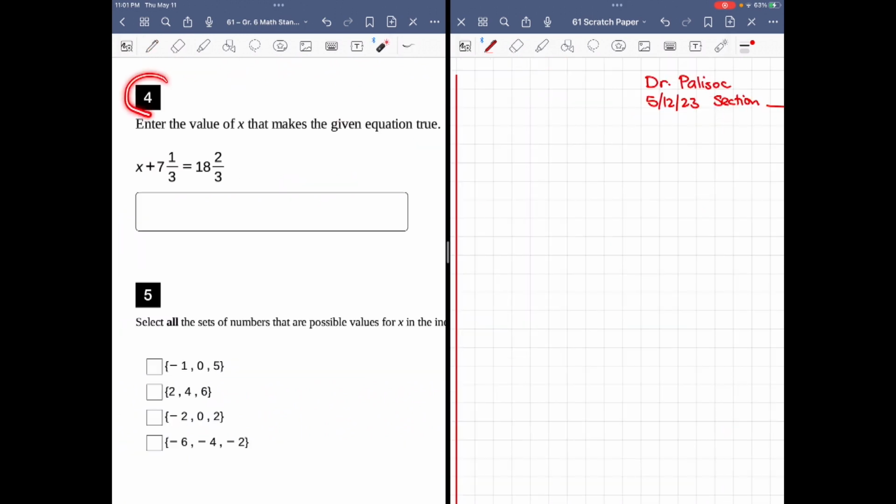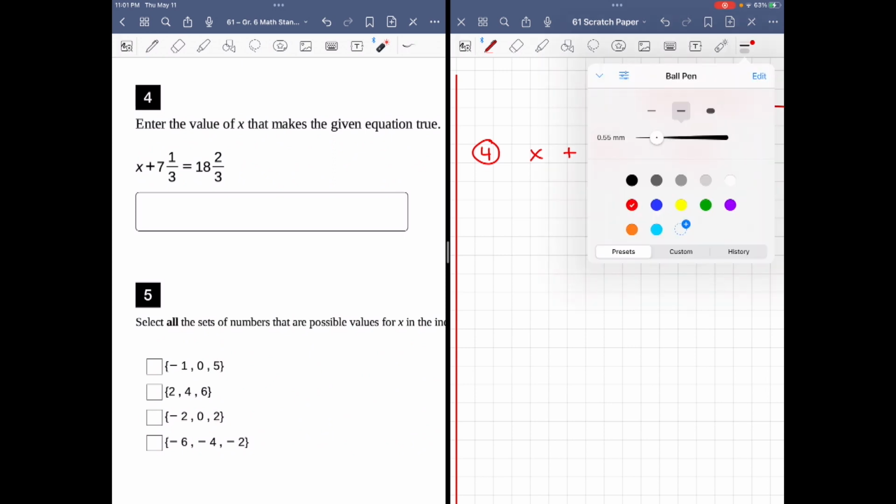Here is question number 4. Enter the value of x that makes the given equation true. So copy this down on your scratch paper. X plus 7 1/3 equals 18 2/3. So here's problem number 4. X plus 7 1/3 equals 18 2/3.